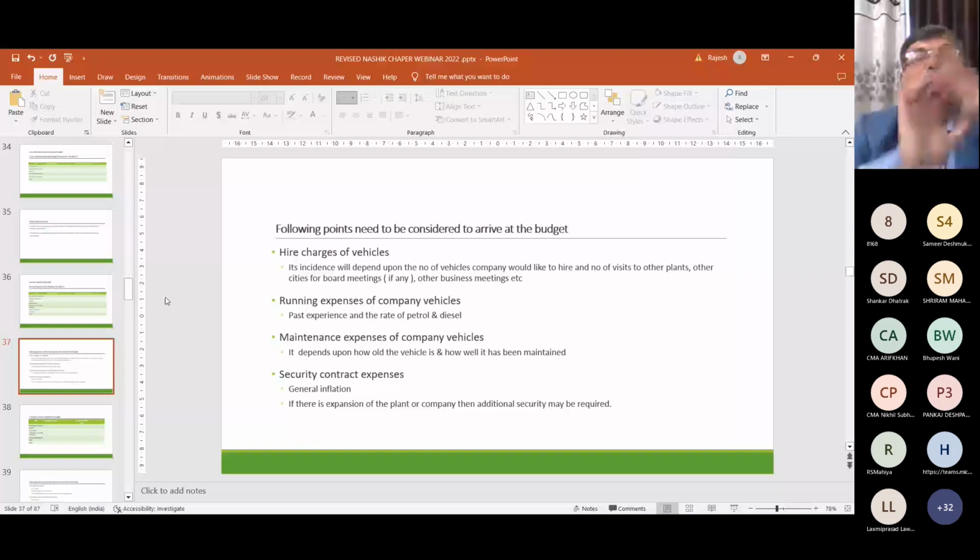In the security contracts, apart from general inflation, if any additional scope needs to be considered, then that additional scope needs to be factored in, like any expansion of the plant, a new plant which is not there at present in the current year or previous year, so that needs to be factored into the security contract for the budget period.